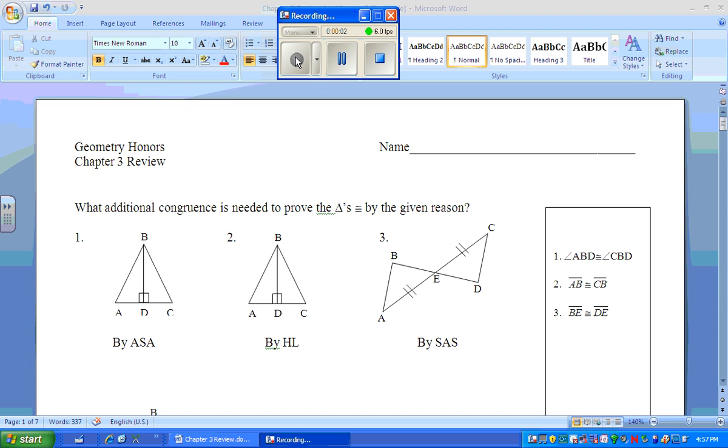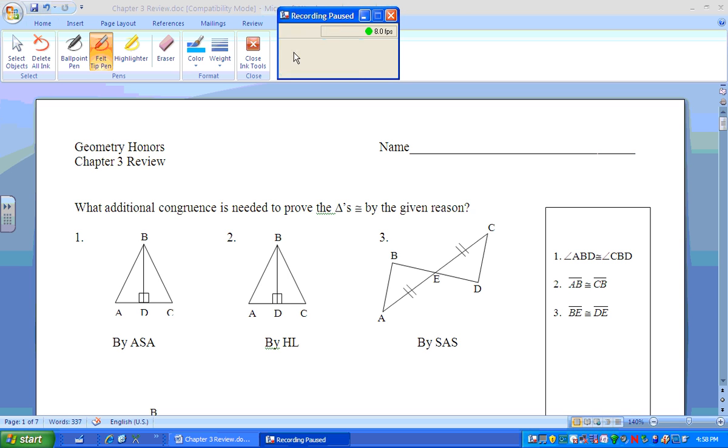This video is a review sheet for the Chapter 3 test. I'm going to break it up into two parts. Part 1 is going to be every question but the proofs, and then part 2 will be only proofs. So if you are looking for non-proof questions, then stay with this video. Otherwise, look at the other video.